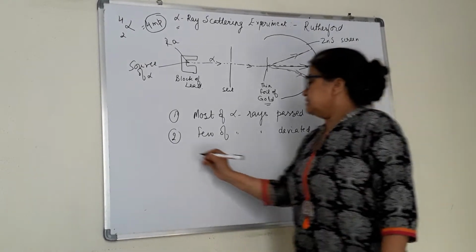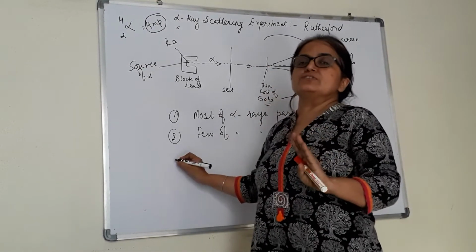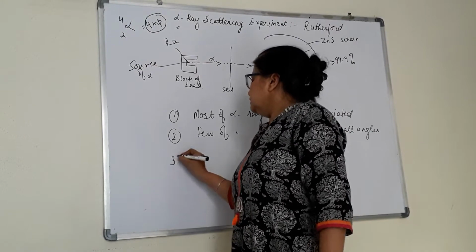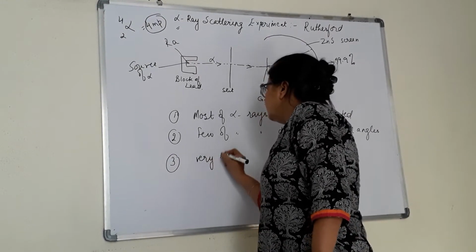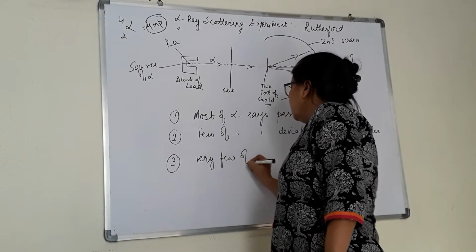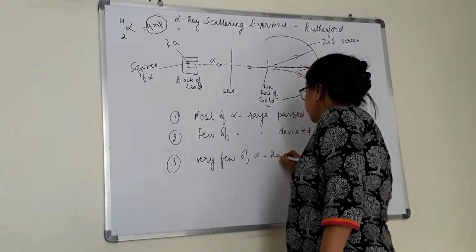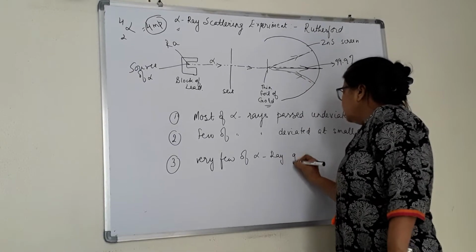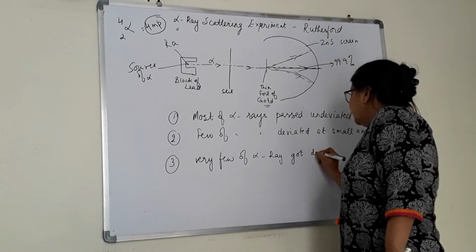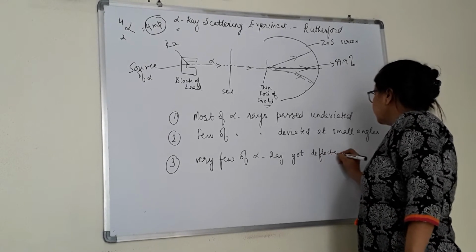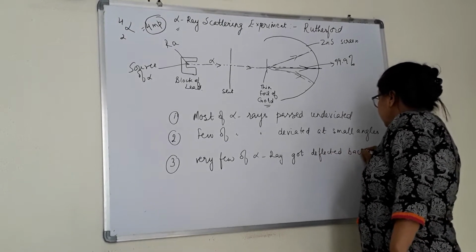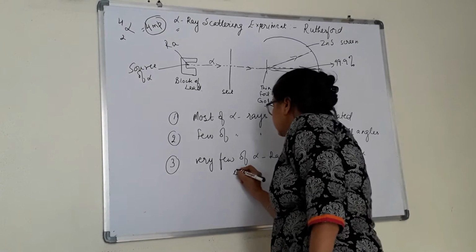Okay. Next, there were three major observations Rutherford had. The third major observation was very few of the alpha rays got deflected back in the same direction.